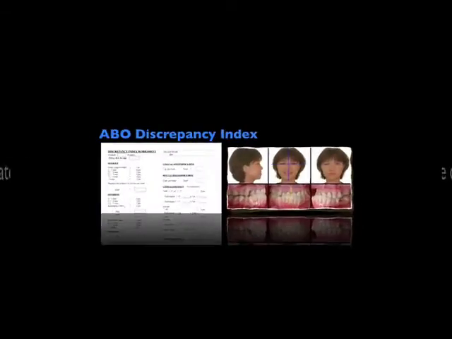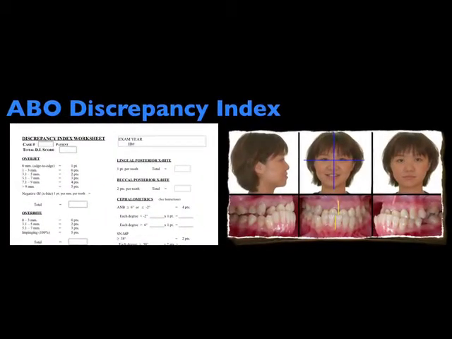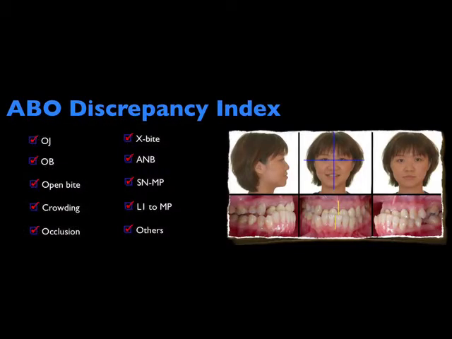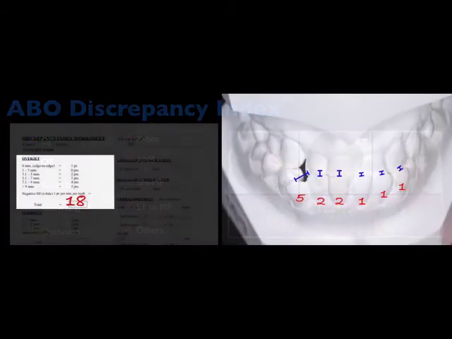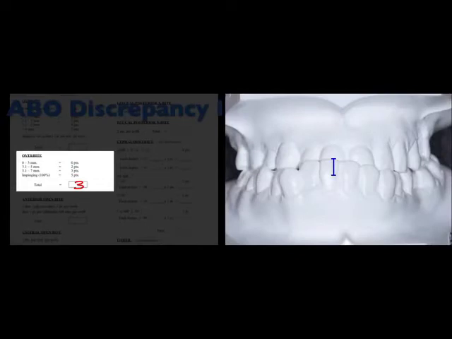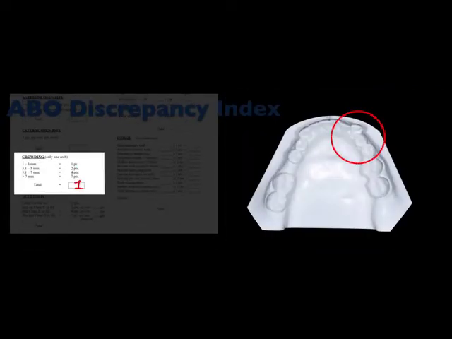How do we evaluate case severity? We use the American Board of Orthodontics evaluation tool, the ABO Discrepancy Index. In this case, we use these indicators to manage it. The main problem of this case is anterior crossbite, scoring 18 points. The overbite received 3 points, and the mild crowding got 1 point.